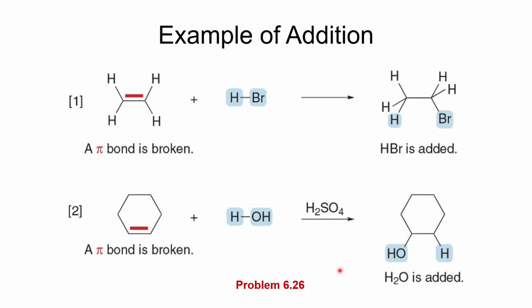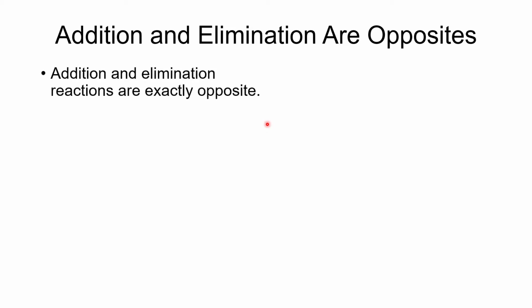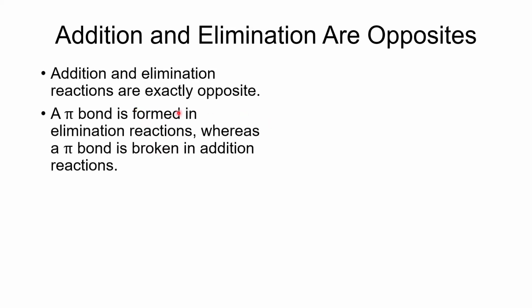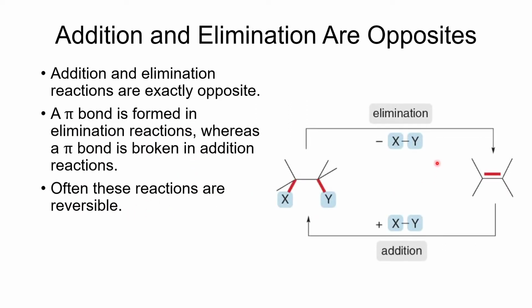All right, so just one more quick note about this. Addition and elimination reactions are essentially opposites. And sometimes we can find that we can get the reaction to proceed either way simply by changing the conditions. So they're essentially the exact opposites. A pi bond is formed in the elimination reaction, whereas a pi bond is broken in the addition reaction. As I mentioned, these are often reversible. So in the elimination reaction, we form the pi bond, and in the addition reaction, we get rid of the pi bond.